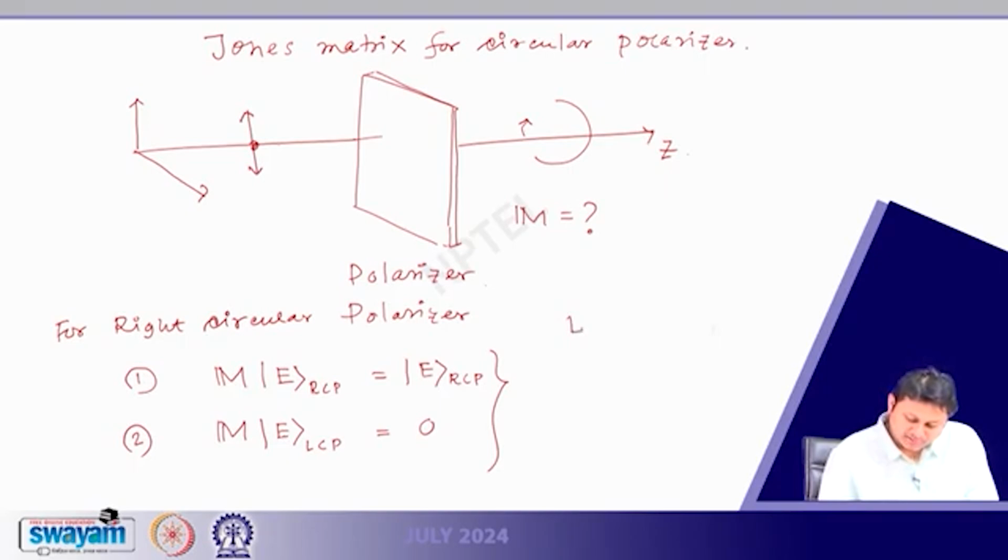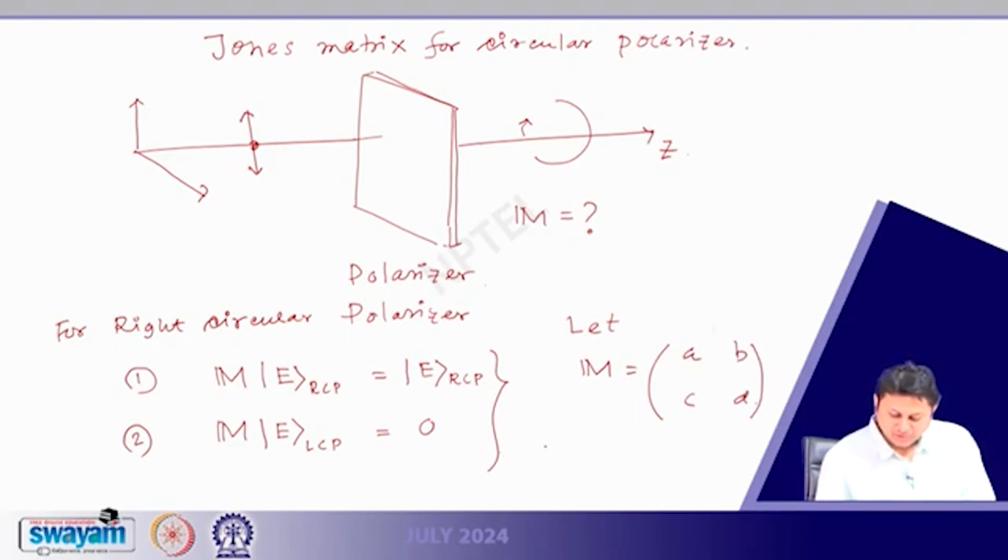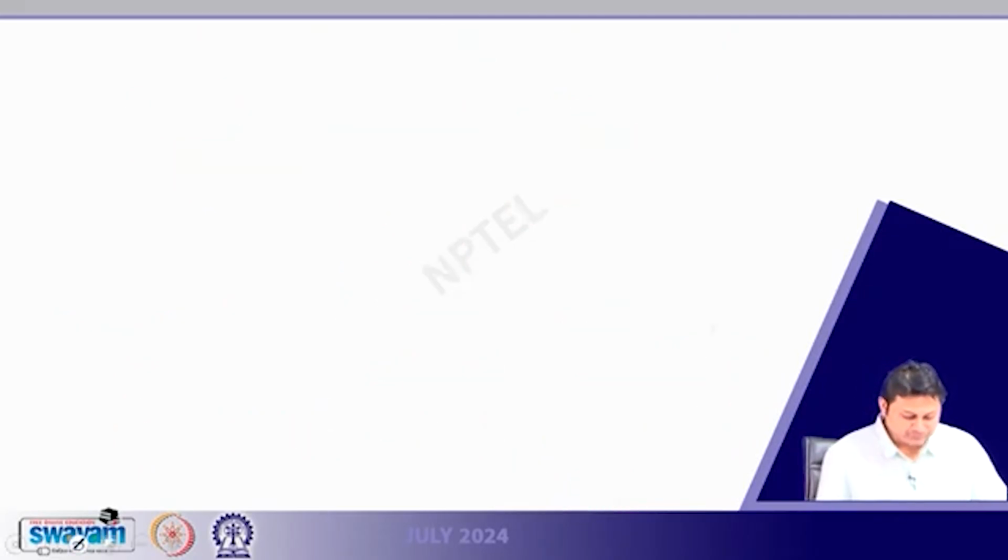Now, after having this, we consider my M matrix as A, B, C, D simply. We need to find out the values of A, B, C, D using these two conditions, 1 and 2. So, let us do that quickly.